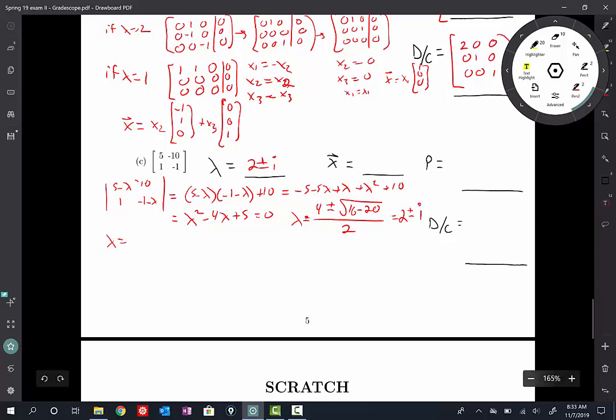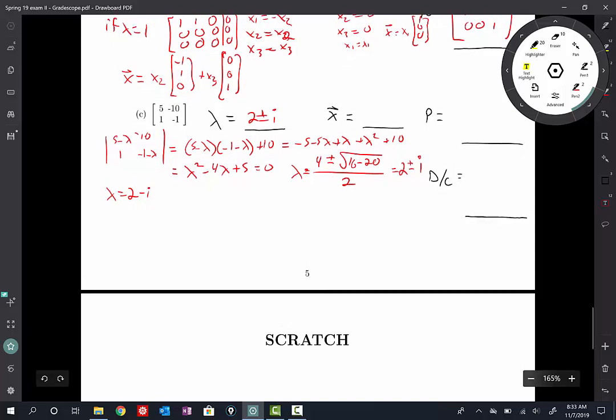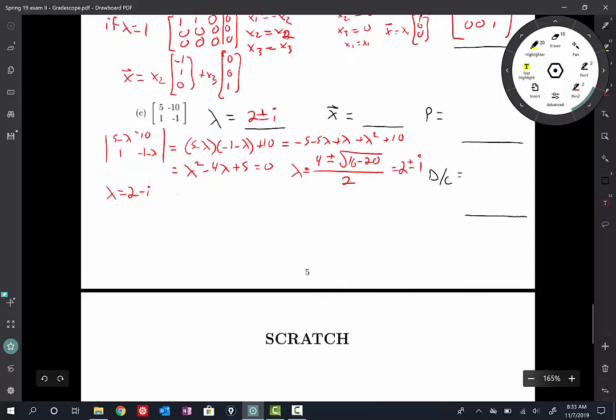Now I'm going to choose lambda is equal to 2 minus i. I'm going to choose that minus i value. I'm going to plug that in and subtract that on the diagonals. So I will get 5 minus 2 minus i, minus 10 here, 1 and minus 1 minus the quantity 2 minus i, augmenting with 0. Now I certainly could try to do the row reduction, but it will be tedious because I'll have to multiply through by complex conjugate values to try to put real numbers in the same columns and then do that row reduction, and it's a pain.